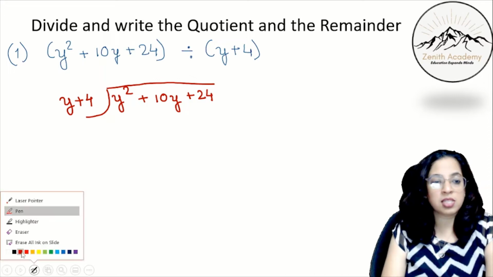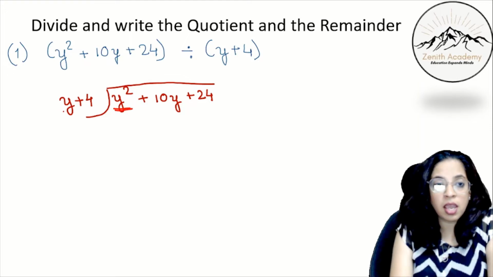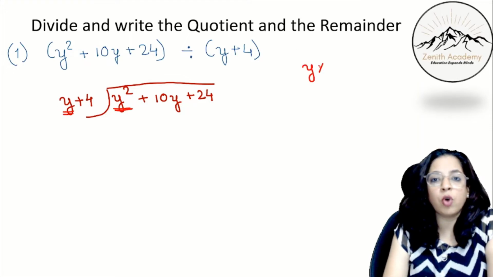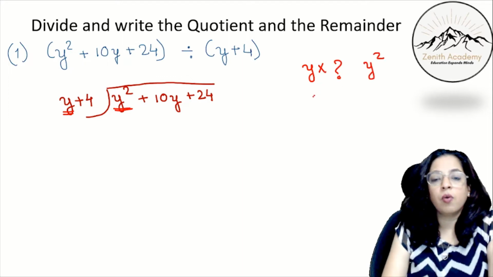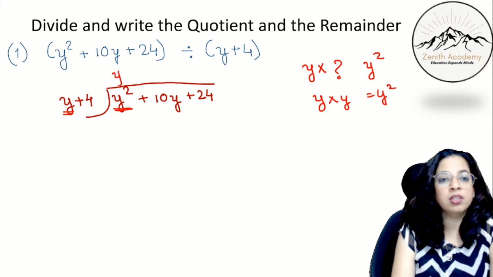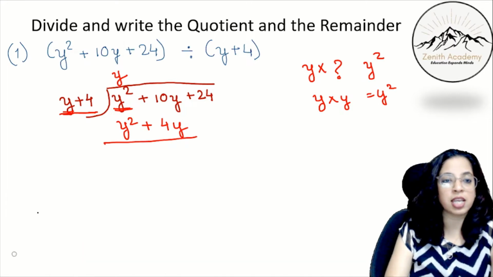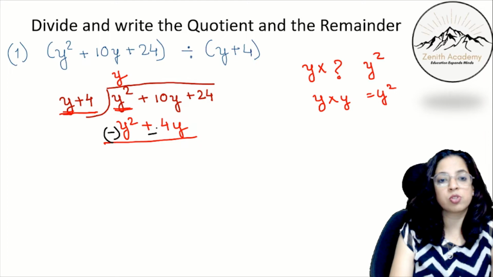Now please understand this thing very well. See this y square, first term here and first term here. So y into what will give you y square? Y into y will give you y square, isn't it? So if there's a y, I will write another y here. So y into y is y square. But here there is y plus 4, so this full will be getting multiplied by y. So 4 into y is 4y, so we will write plus 4y here. Since it is getting subtracted, we will have to change the sign. So it becomes minus and this also becomes minus.